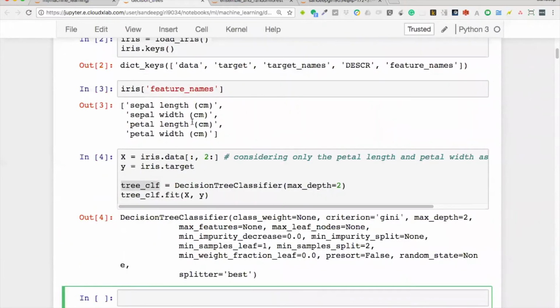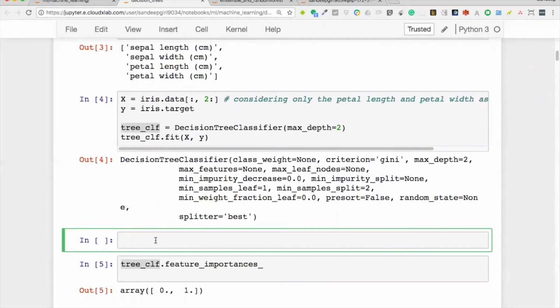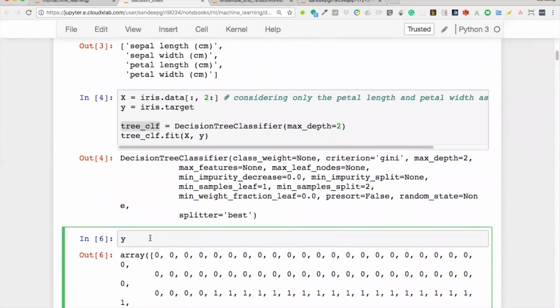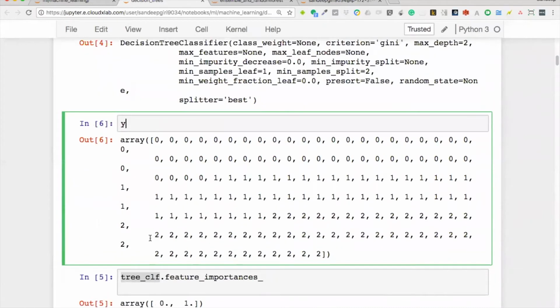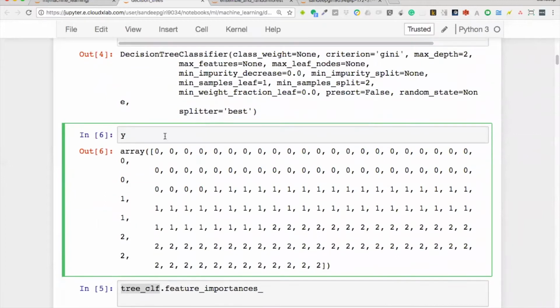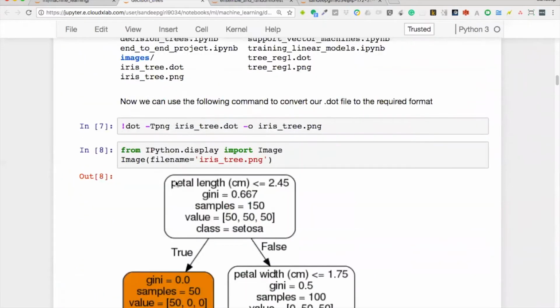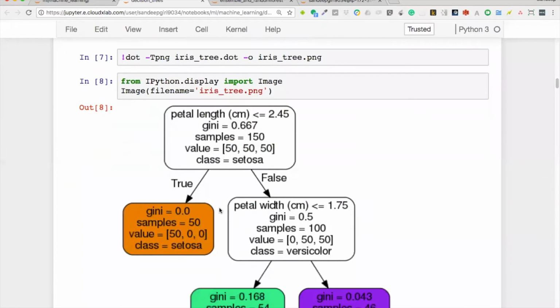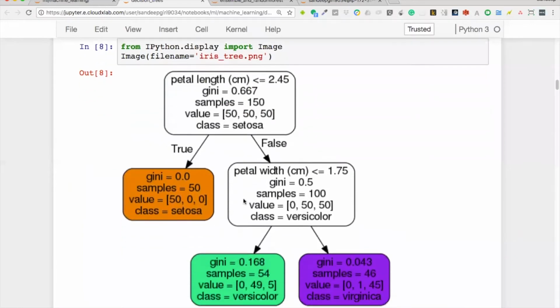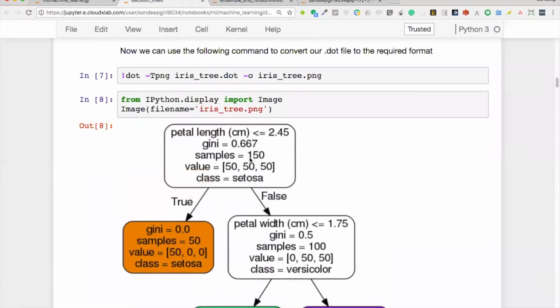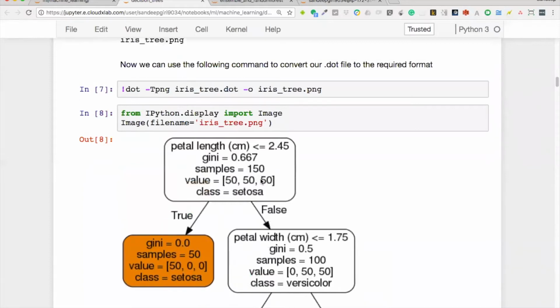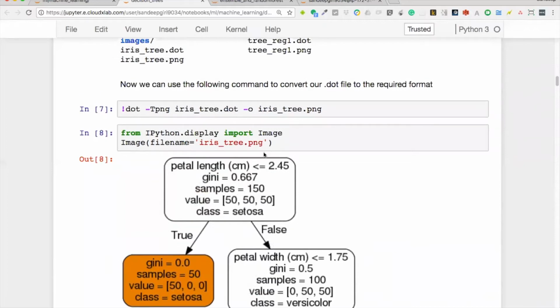On the basis of which we did the y. Yeah, 0, 1, 2. So coming back to it, the feature importance is computed for petal length and petal width. Here in this case, the importance of this one is going to be 1.